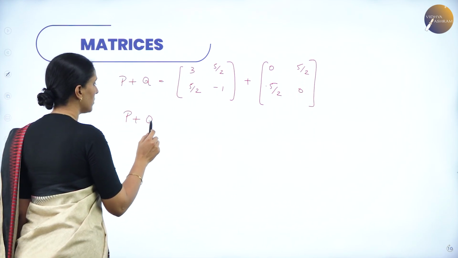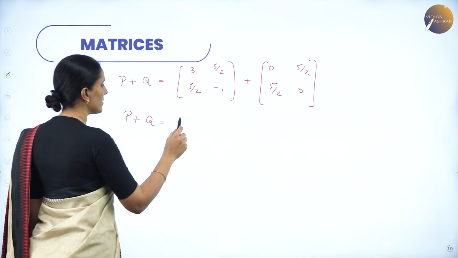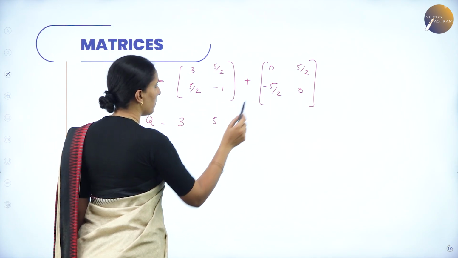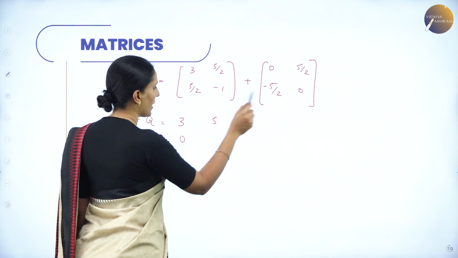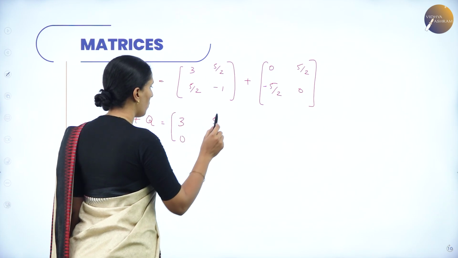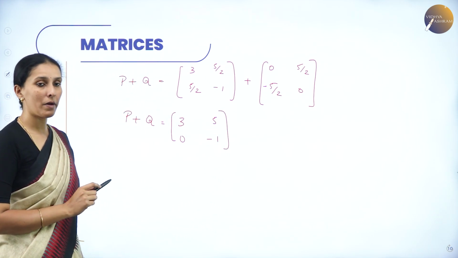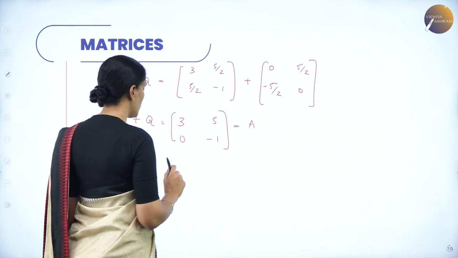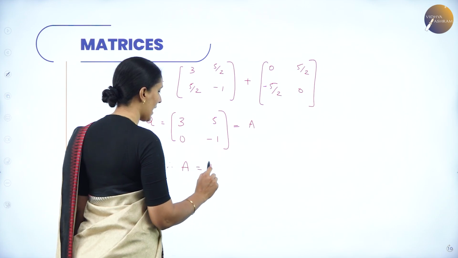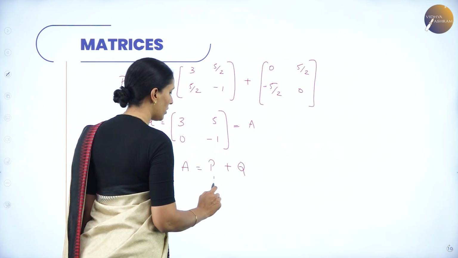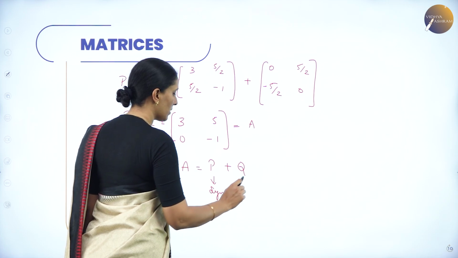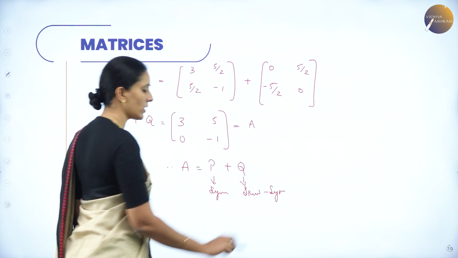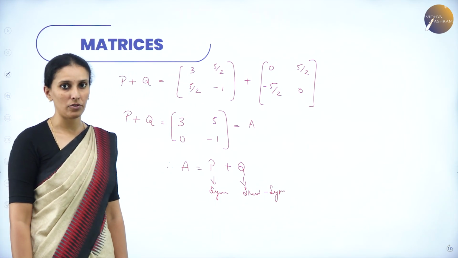P plus Q. So 3 plus 0 is 3. 5 by 2 plus 5 by 2 is 5. 5 by 2 minus 5 by 2 is 0. Minus 1 plus 0 is minus 1. What is this matrix? 3, 5, 0, minus 1. It is our matrix A. So this is equal to A. So therefore, we have expressed A as a sum of symmetric as well as skew symmetric matrix. So this is how you need to express the given matrix as a sum of symmetric and skew symmetric.